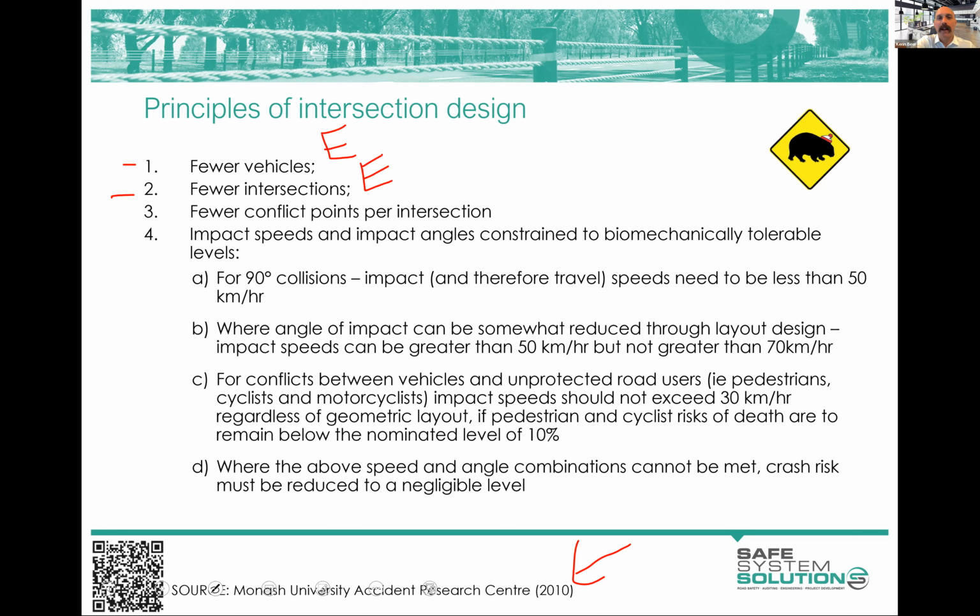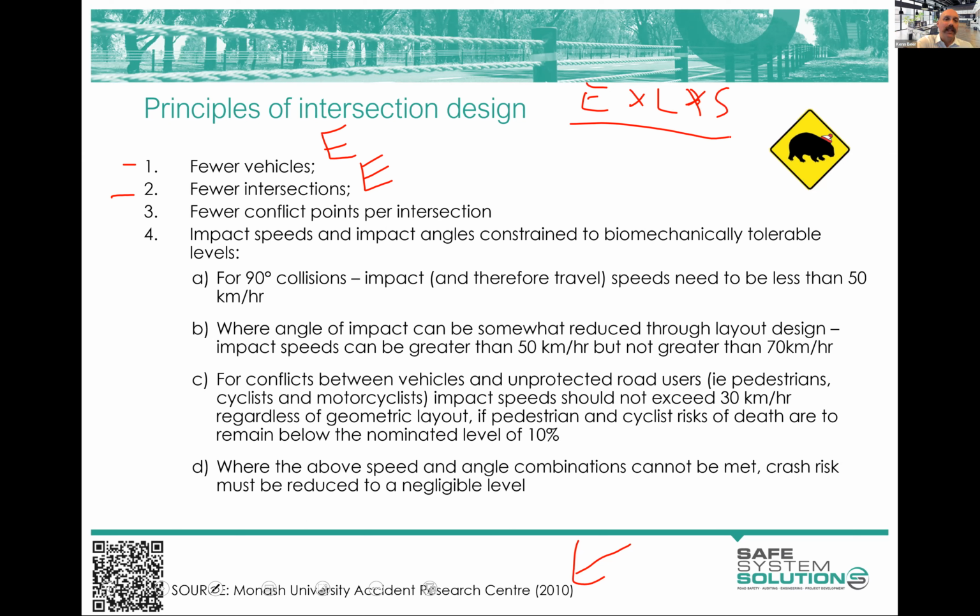Remember, we talked about exposure, likelihood, severity as our three elements that we'll be analysing in a safe system assessment. So fewer vehicles, that's fewer people exposed or fewer vehicles exposed. Fewer intersections, there's less conflict points out there, less points to be able to be crashing.